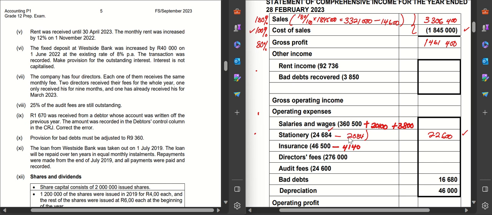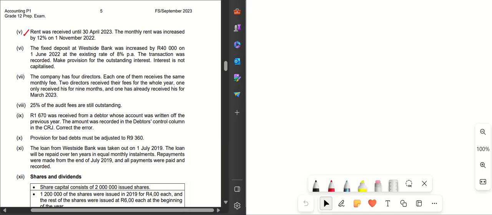Welcome back, guys. This will be video number 2, and as I promised, I'm going to do adjustment number 5, which is the rent adjustment. In the rent adjustment, it says rent was received until 30 April. Remember, we spoke about the financial period. That is what you have to get the moment you are given the 10 minutes reading time.